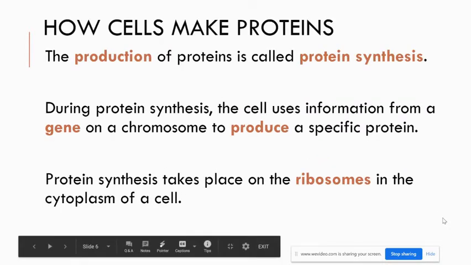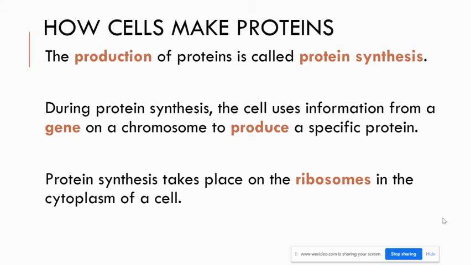Then the production of proteins, this whole process of how the code is read and what amino acid is used, is called protein synthesis. During protein synthesis, the cell uses information from a gene on the chromosome and produces the specific protein. This happens in the ribosomes, which are in the cytoplasm of a cell. If you remember, the ribosomes are one of the organelles of the cells when we compared animal cells and plant cells, and ribosomes were known as the protein factories.